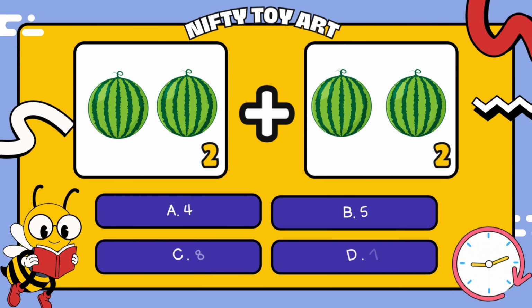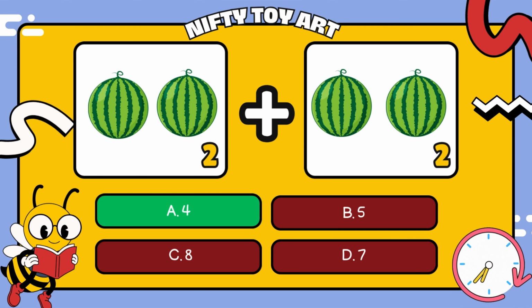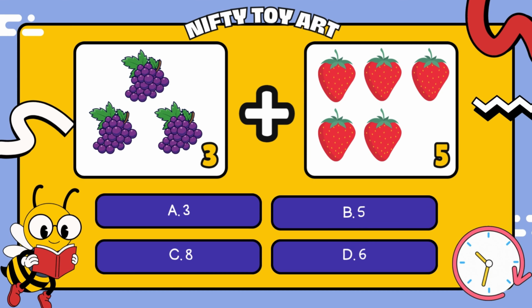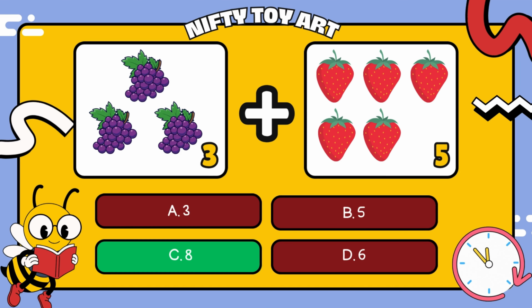I have 2 watermelon plus 2 watermelon. How many fruits do I have? That's right, 4 fruits. I have 3 grape plus 5 strawberries. How many fruits do I have? That's right, 9 fruits.